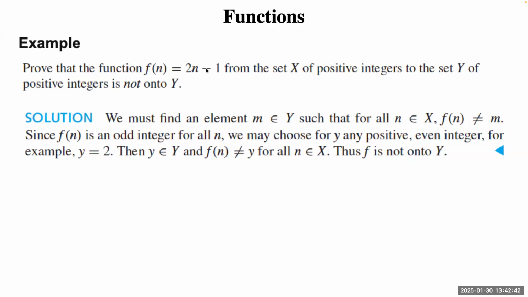So that means the even integers in Y are not being gotten to by the function. There's a whole bunch of things in the codomain that didn't get hit. Therefore, it can't be onto.